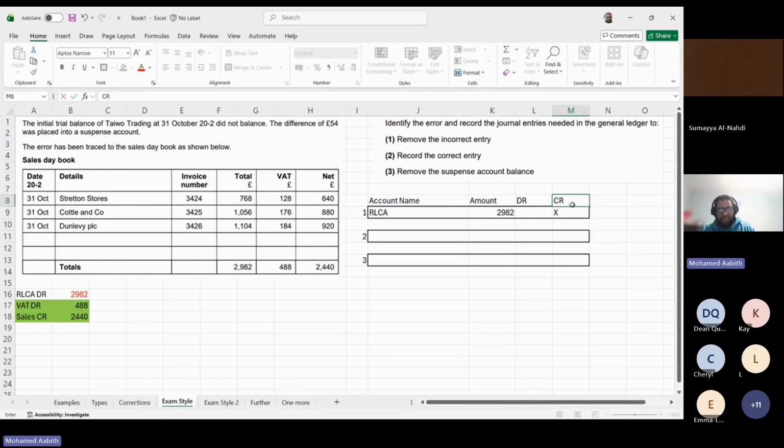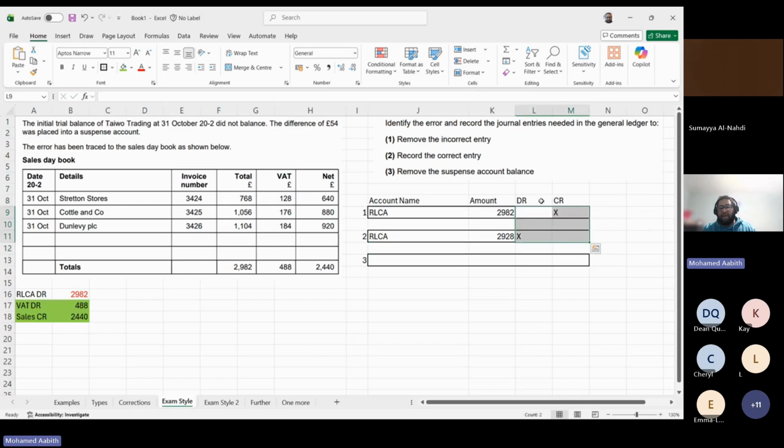So here I have to change that to credit. Yeah, it's going to be a credit entry. Why is that? Because this one was originally on the debit side. Now I need to make sure I remove that incorrect entry. Now they ask you to enter the right entry. So let's say here right entry will be RLCA 2928. This is the amount it should have been there.